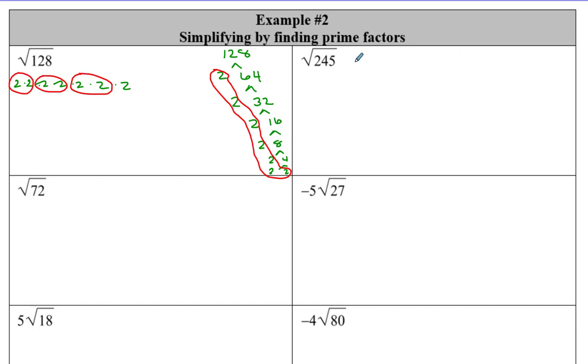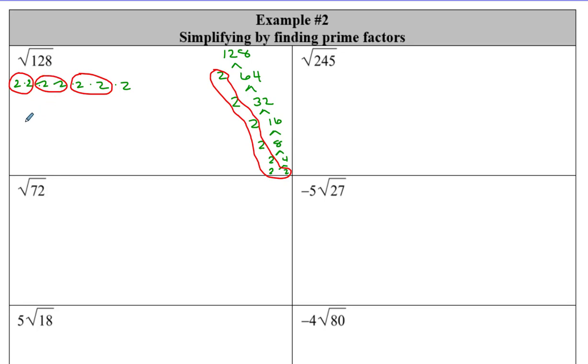Groups of 3. So here we got groups of 2. That's because we have square roots. So as you can see, I have 3 groups of 2. And what we are going to do is take out from underneath the radical sign however many groups of 2 that we have.